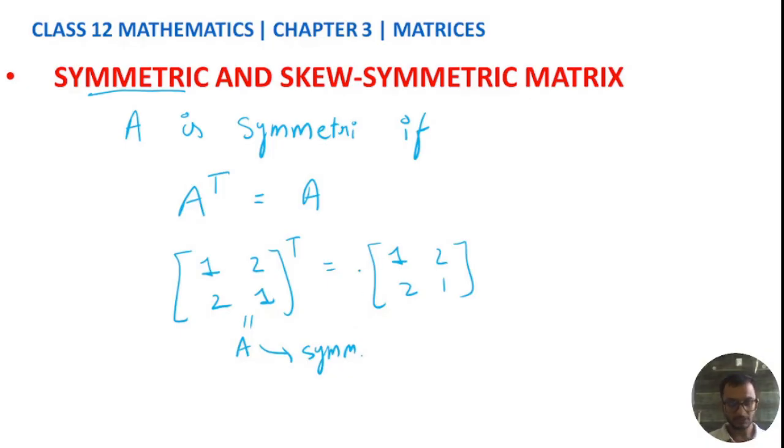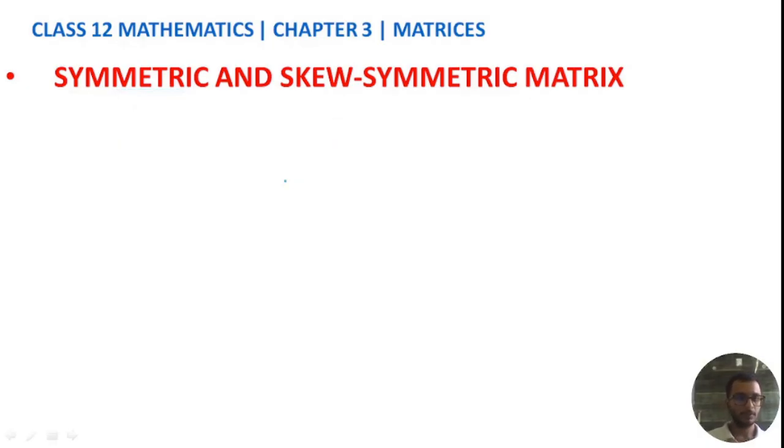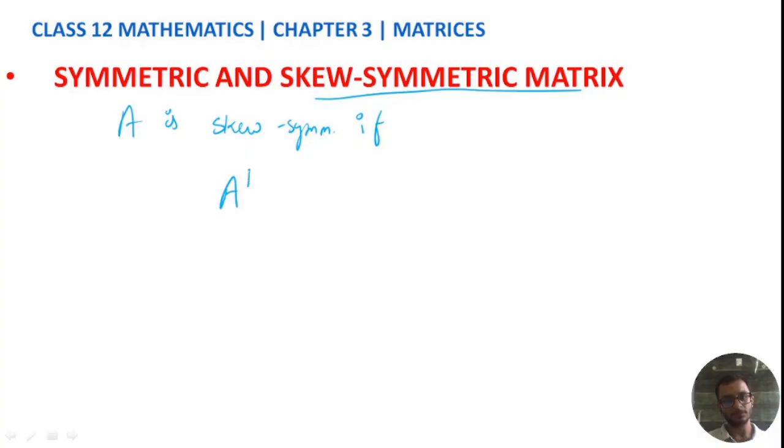Now what is skew symmetric? A is skew symmetric if A transpose equals minus A. I will give you one simple example. 0, 1, 2, minus 1, 0, then this will be minus 2. If I write 3, then this will be minus 3 and 0.